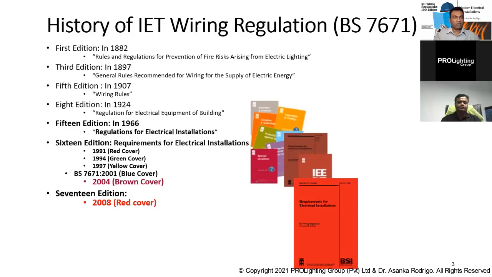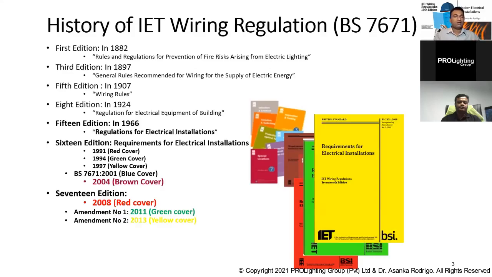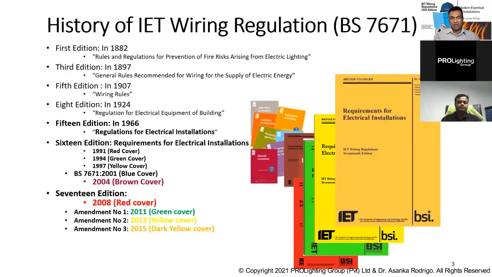So even though that was published in 2008, there was a first amendment, in a green cover, mentioned as amendment number 1 of the 2008 version. And then again, there was another amendment in 2013, and then another amendment in 2015. Likewise, there were several amendments from time to time, because the IET group got to know that they have to make certain changes from time to time.